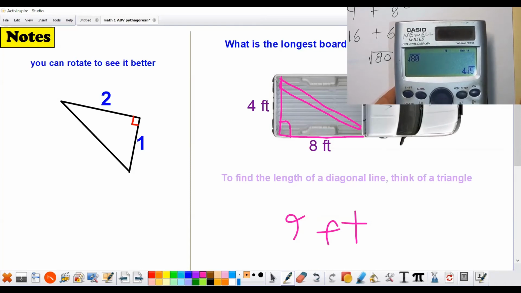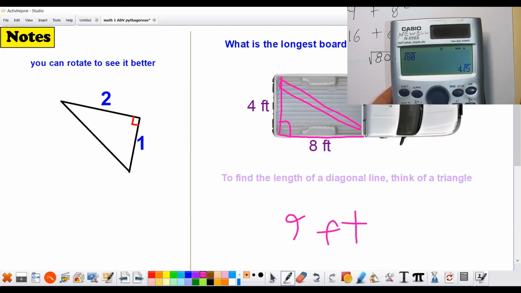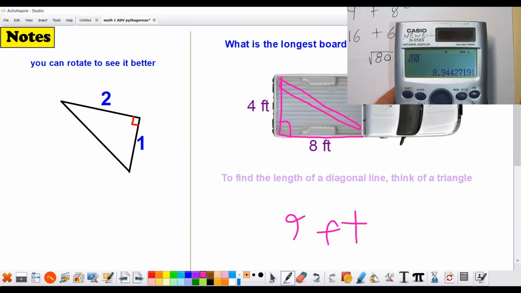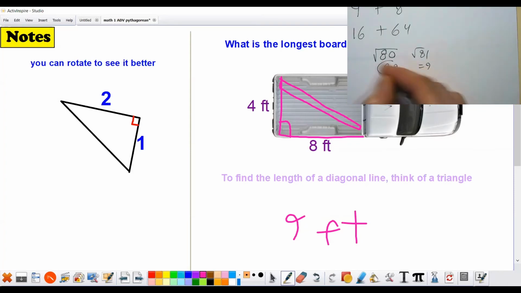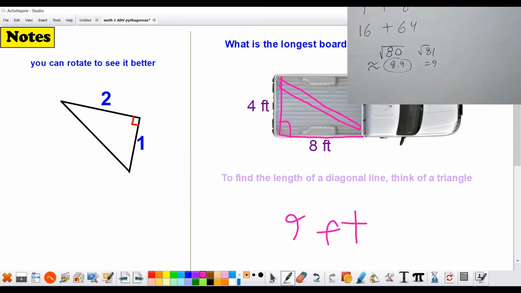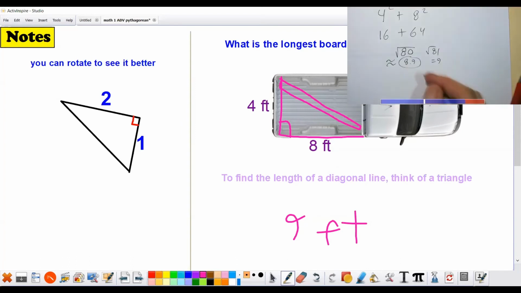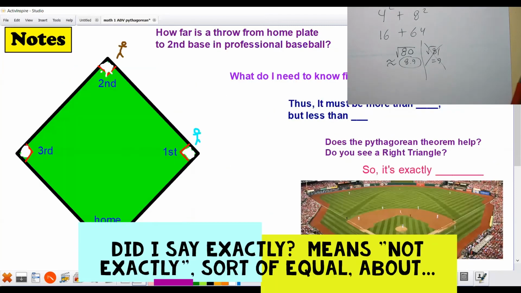That's called simplifying a radical, like we simplify fractions. I'm going to show you how to do that without a calculator. Here's the answer, 8.9. So a 9-foot board won't quite fit. I'm going to put the little squiggly, which means approximately. Yeah, so it was almost a good fit. Let's check out another slide.